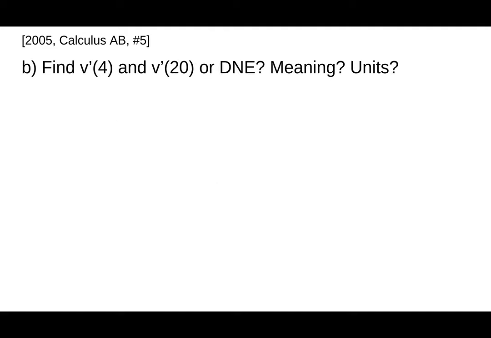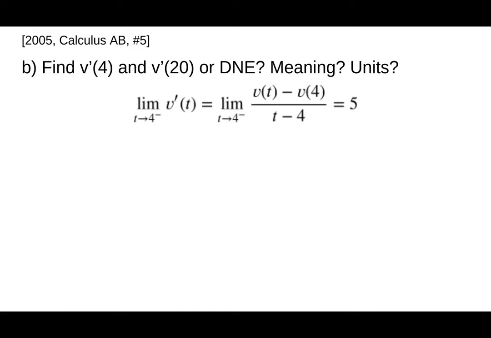In part B of this question, we are asked to find v prime of 4 and v prime of 20, or show that they don't exist, explain the meaning of those two values, and provide the correct units. All right, so the limit as t approaches 4 from the left of v prime of t is just the limit as t approaches 4 from the left of v of t minus v of 4 over t minus 4. That's just 5 if you do the math based on the graph.